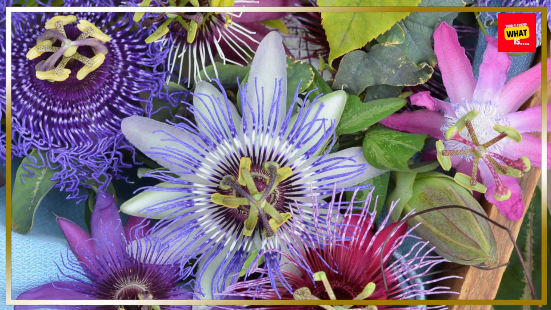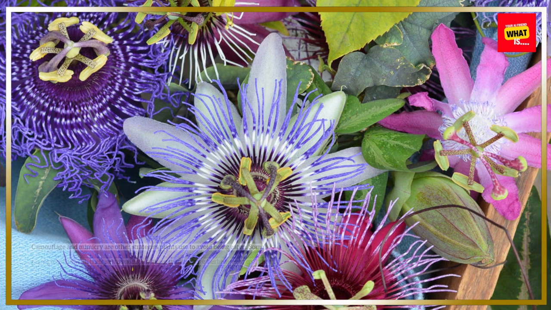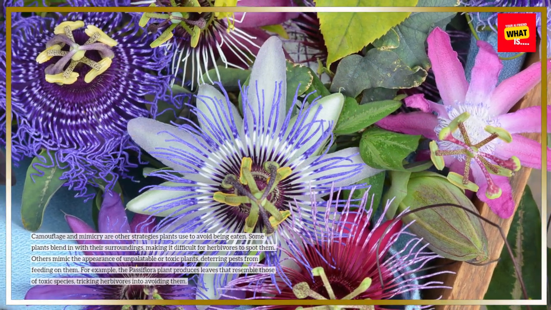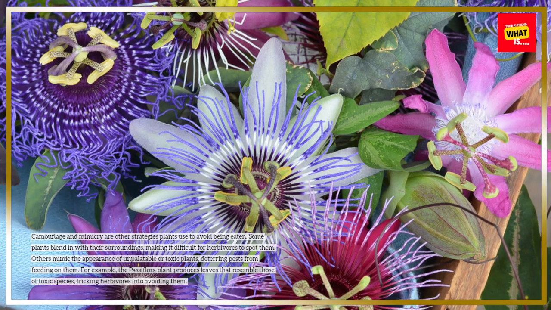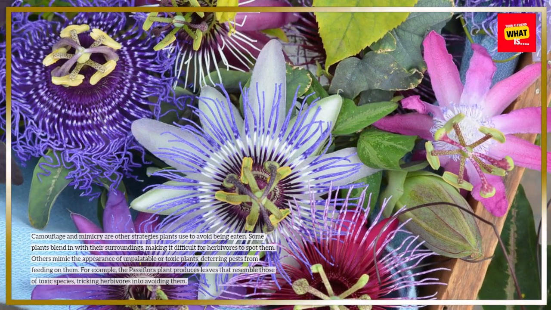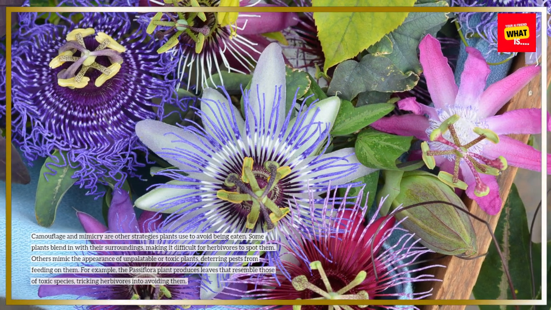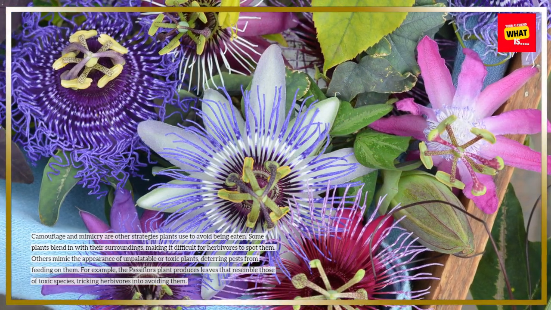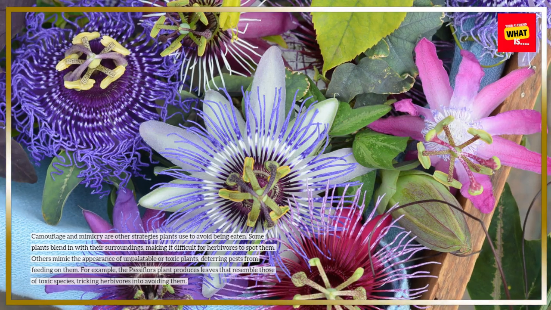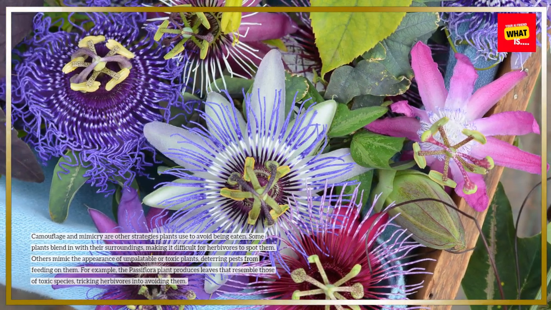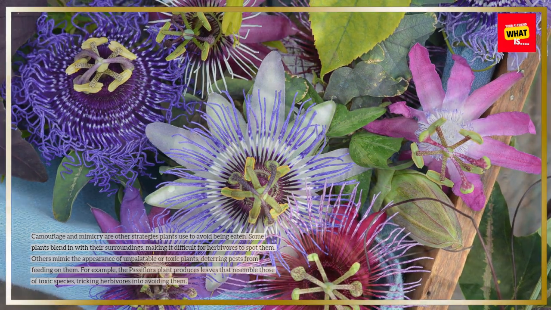Camouflage and mimicry. Camouflage and mimicry are other strategies plants use to avoid being eaten. Some plants blend in with their surroundings, making it difficult for herbivores to spot them. Others mimic the appearance of unpalatable or toxic plants, deterring pests from feeding on them. For example, the Passiflora plant produces leaves that resemble those of toxic species, tricking herbivores into avoiding them.